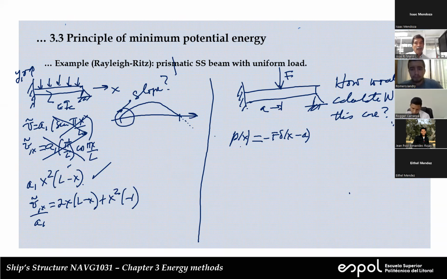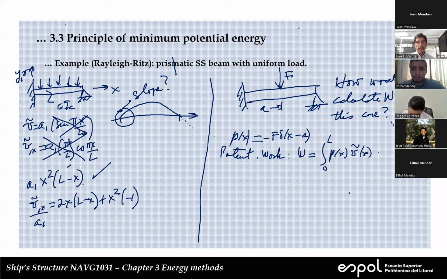Now, the potential work, okay, that's W, is equal to the integral of P of X, V approximated, times dx.